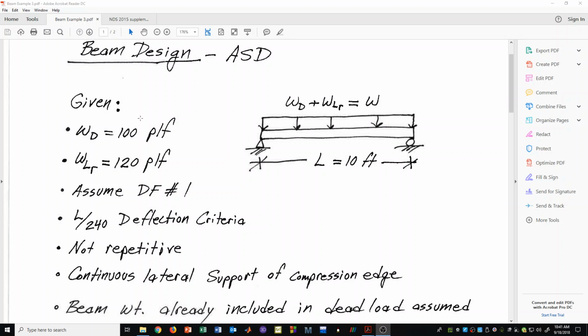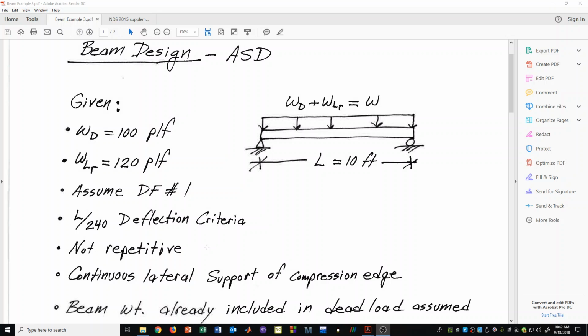We have the given information over here on the left. We have a dead load of 100 pounds per lineal foot. We have a roof live load of 120 pounds per lineal foot. We're going to assume Doug-fir number one, which is common for structural engineers to do. We also have a deflection criteria of L over 240.